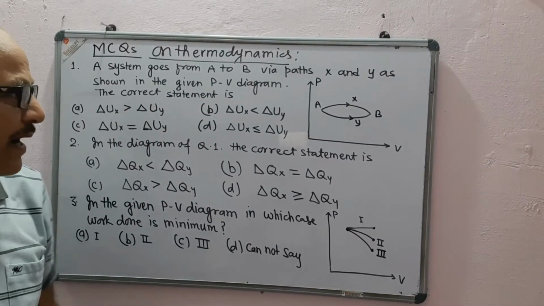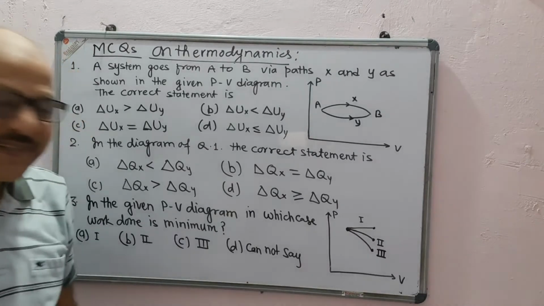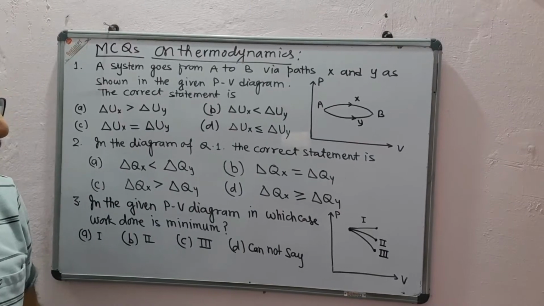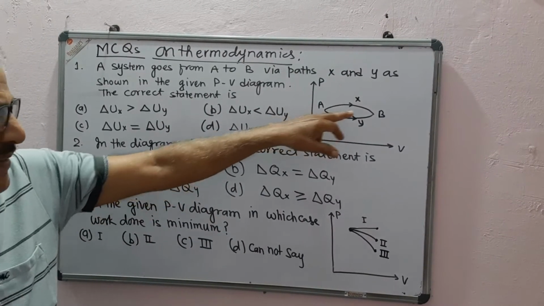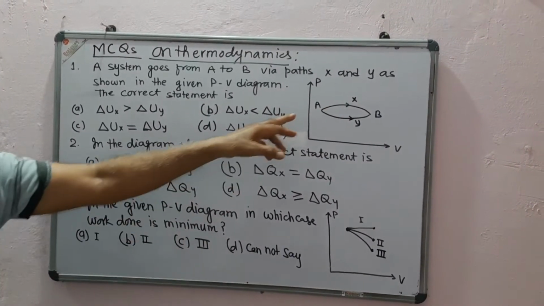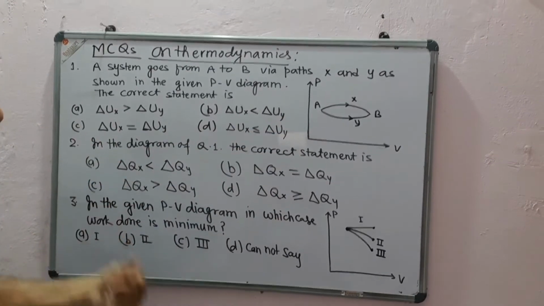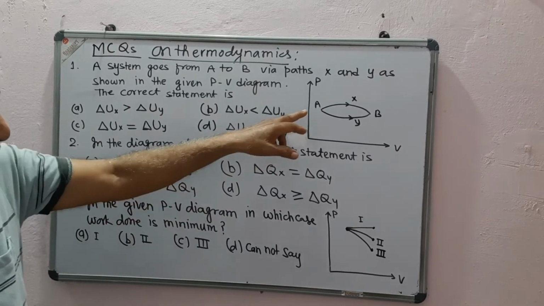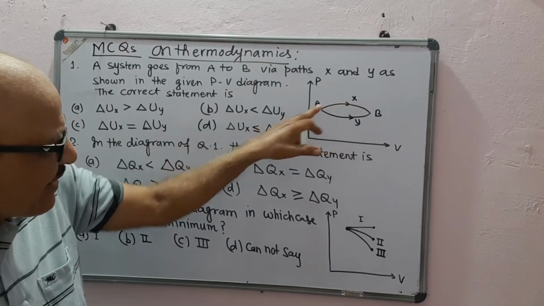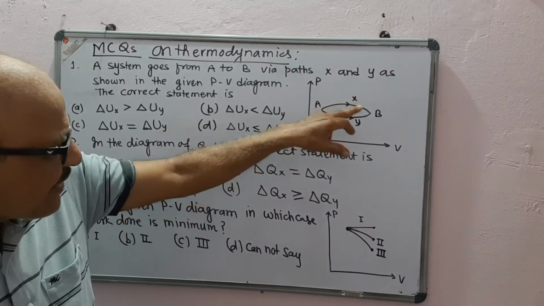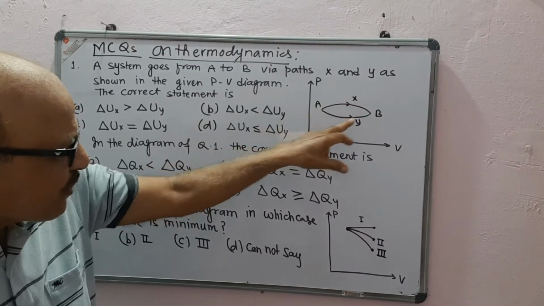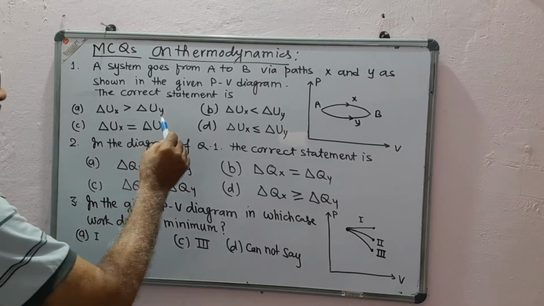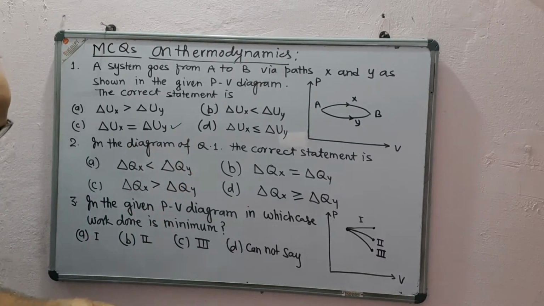Now, as you know, internal energy change is independent of the path and depends on the endpoints. Therefore, also in cyclic process, internal energy change is zero. This means that internal energy for path X will be equal to internal energy for path Y. That is the correct answer will be this one.